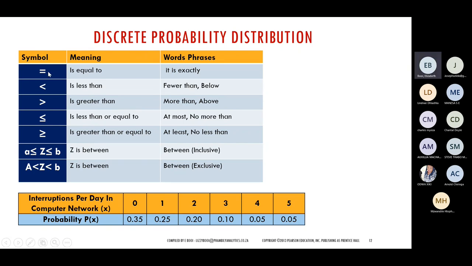Or if they gave you an equal, say, what is the probability that X is equal to 1 or 0, you need to know exactly what that means. So what is the probability that X will be equal to 4? That is exactly it. You just come here and look at X of 4. The probability that corresponds with that is 0.05. And that will be your answer.